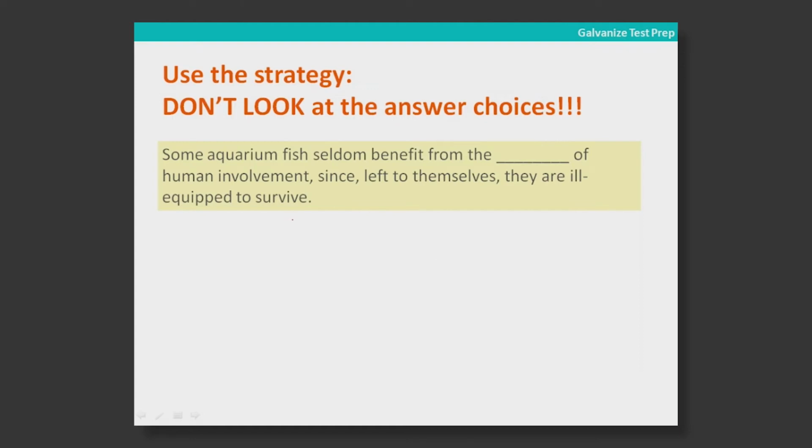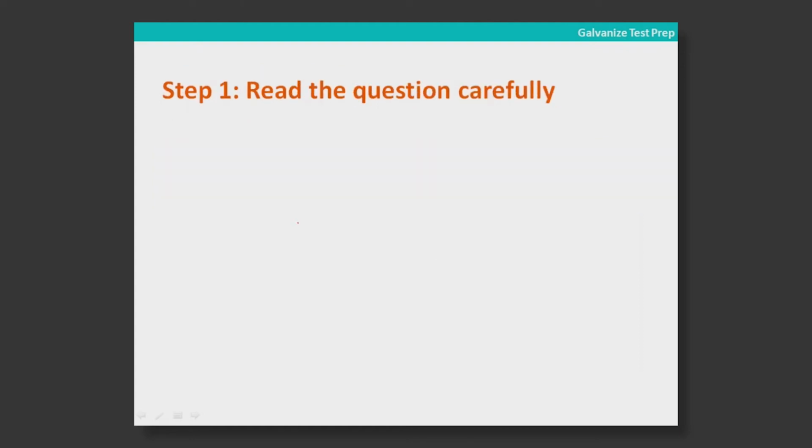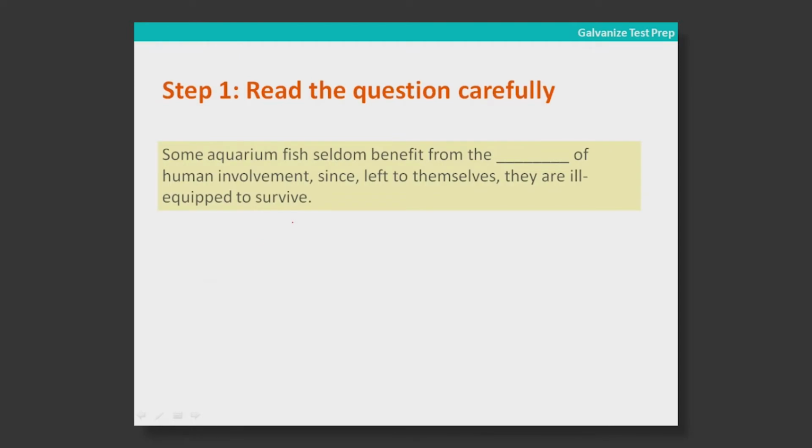We're going to start by reading it carefully. Step 1, step by step. Let's take this nice and easy. Let's read the question carefully, identify those clues, and then proceed to the answer choices. Some aquarium fish seldom benefit from the blank of human involvement, since, left to themselves, they're ill-equipped to survive.